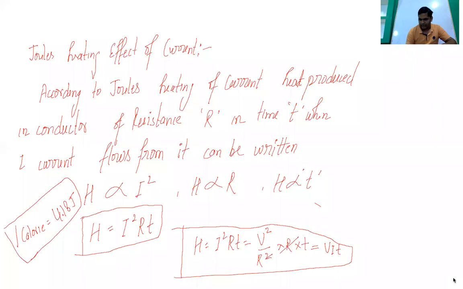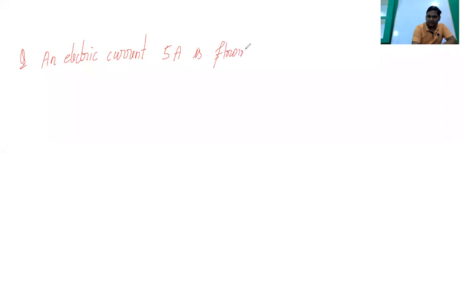Okay, good. So the question is, an electric current of 5 ampere is flowing in a circuit of resistance of 10 ohm for half an hour.